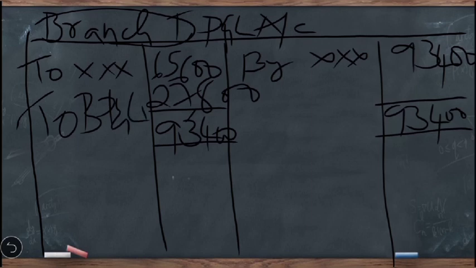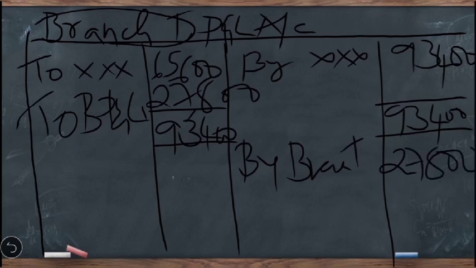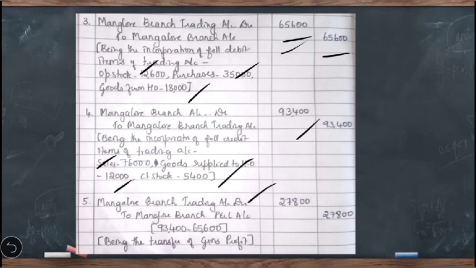In the branch profit and loss account, we have to write by branch trading account 27,800. Okay, for transferring the entries, branch trading account debit to Mangalore profit and loss account, amount is 27,800. Okay, after passing these three entries relating to branch trading account, now we have to pass the incorporation entries with regard to profit and loss account.